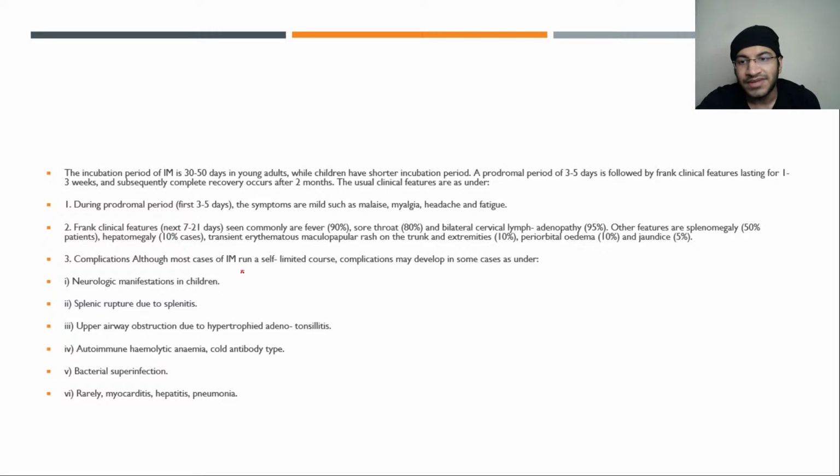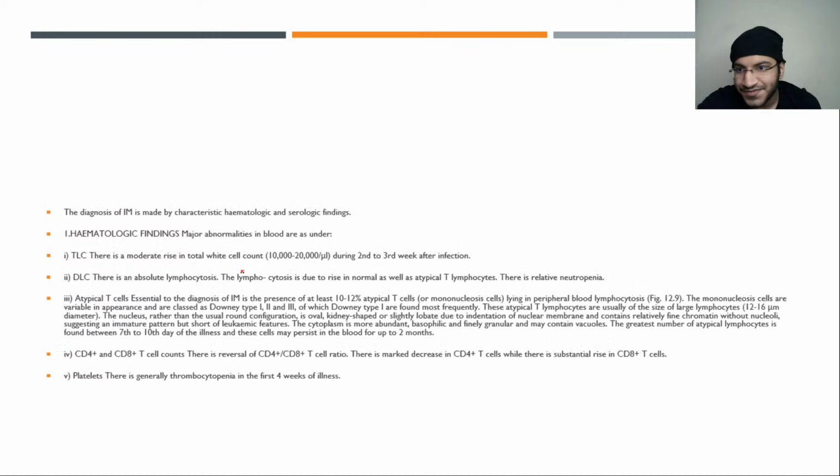So first of all, complications. Although most cases of IM run a self-limited course, complications may develop in some cases as under. First is neurologic manifestations in children. Second is splenic rupture due to splenitis. Upper airway obstruction due to the hypertrophied adenotonsillitis, autoimmune hemolytic anemia, cold antibody type, and bacterial superinfection. And rarely there can be myocarditis and hepatitis and pneumonia as well.